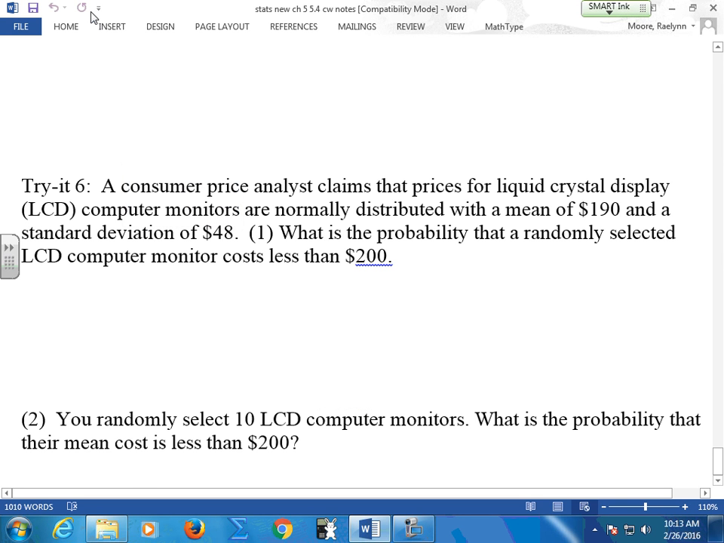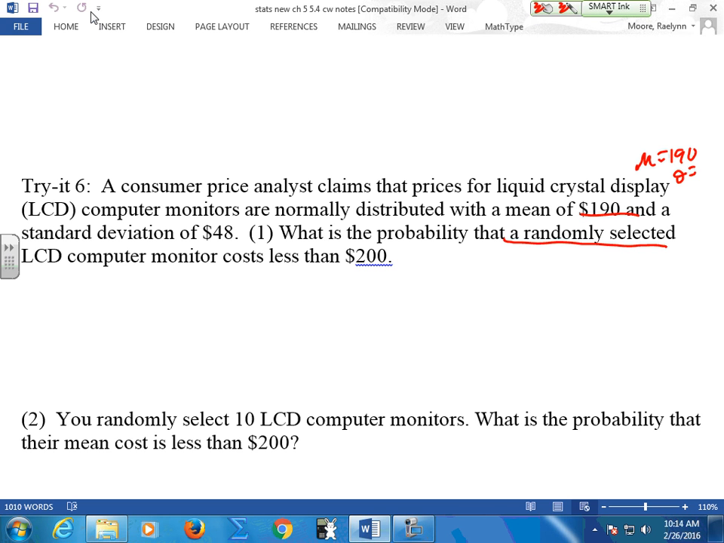All right, how do I know that the first part is dealing with a population and not a sample? There's no sample size, and it doesn't say sample. And it says a randomly selected computer monitor. A randomly selected, not a sample of 10, of 20, of 50, of 100. So we start with this. We have a mean of 190 and a population standard deviation. Since they're talking about the population, then we know that that's a population standard deviation.